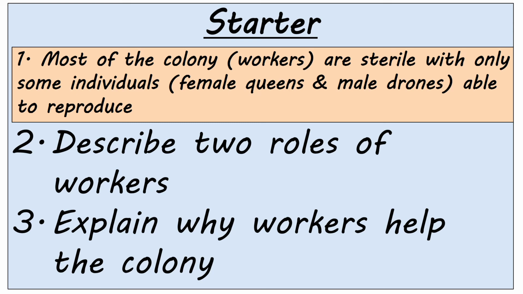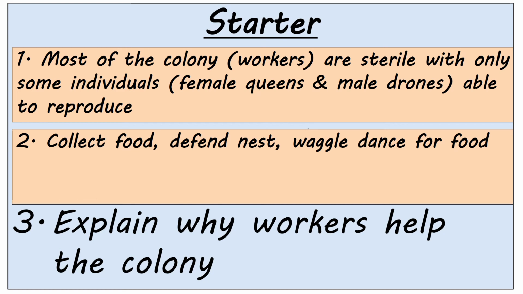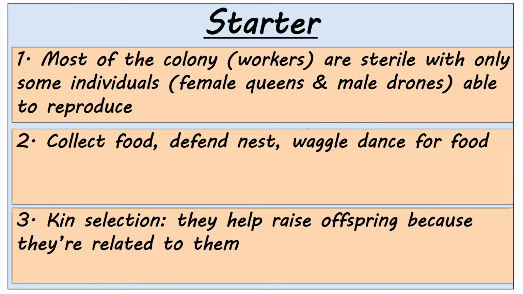So number 1, most of the colony, the workers, are sterile, with only some individuals, that's the female queens and the male drones, able to reproduce. So if the workers can't reproduce, what do they do? They can collect food, defend the nest, perform a waggle dance to show the direction of food to others. Explain why workers help the colony. So this is the idea of kin selection. They help raise offspring because they are related to them.